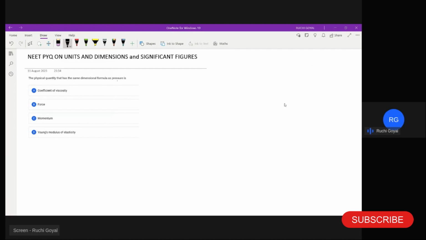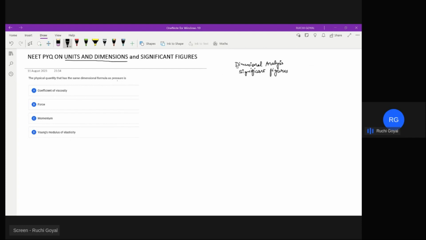So in the last video, we studied units and dimensions, right? What are units? What are dimensions? We have also seen how to find the dimensions of some physical quantities, right? After that, we have done dimensional analysis as well, right? After that, we have studied significant figures. So these topics we have covered.